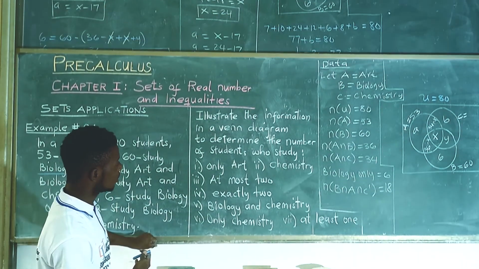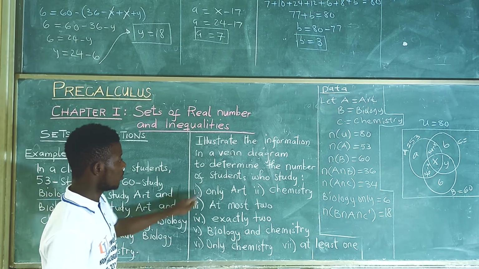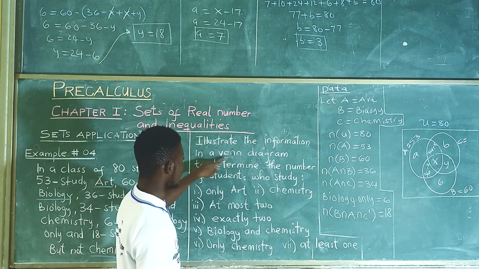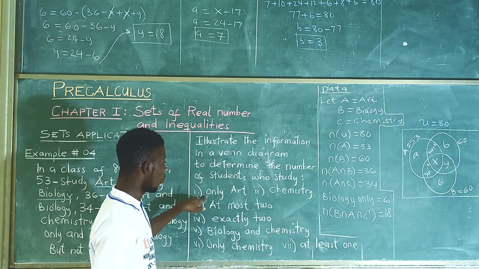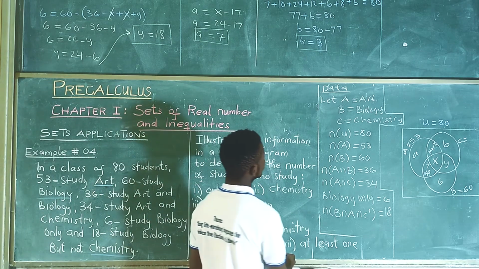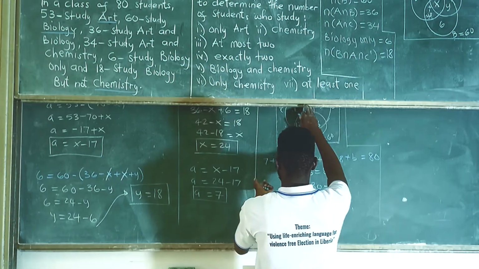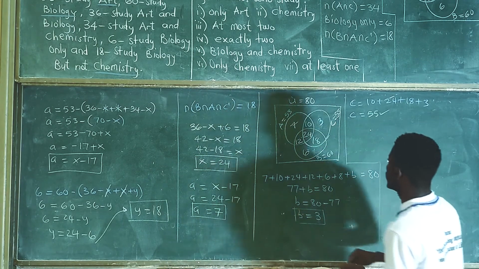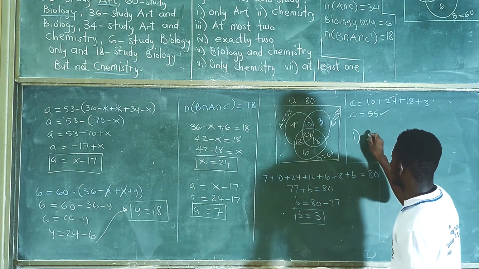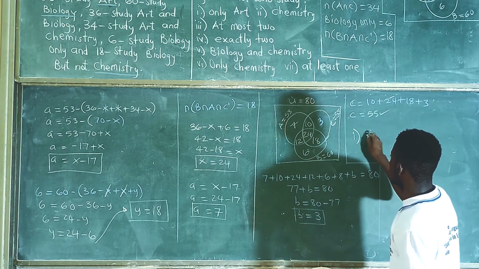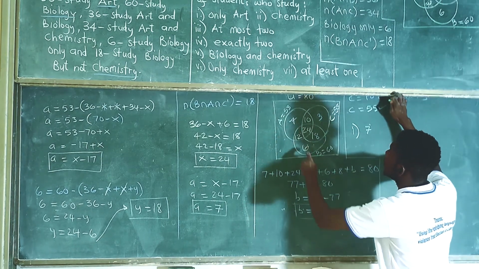The first question says, illustrate the information in a Venn diagram, which you have done, to determine the number of students who study only art. So let's look at only art from here. How many students study only art? So this is art. Only art is 7. 7, only art, right here.